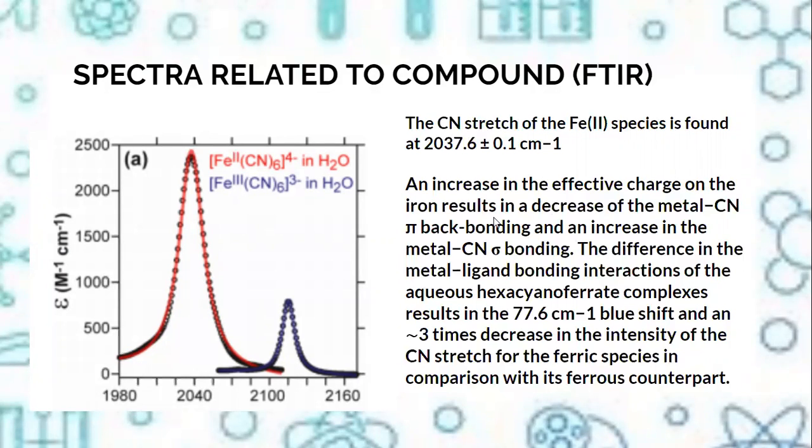So why is the red peak higher than the blue peak? This is because of the difference in the metal-ligand bonding interactions between the metal center and the ligands of each complex. So the high intensity says there are higher metal-ligand bonding interactions.